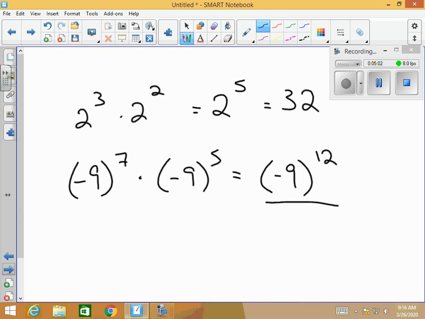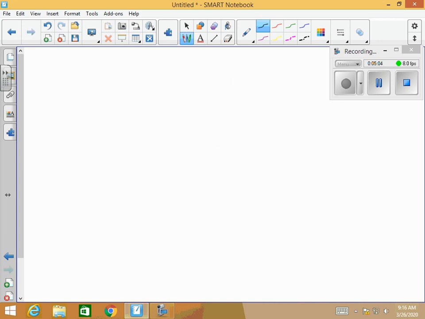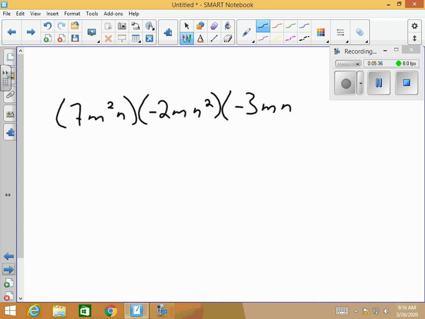So, and last but not least in the product rule, when our bases are numeric and they are not the same bases, we still use them as regular numbers. So here, let's say I have 7 m squared n. Let's take that times a negative 2 m n squared, and just let's make it a little bit longer. Let's make it minus 3 m n.